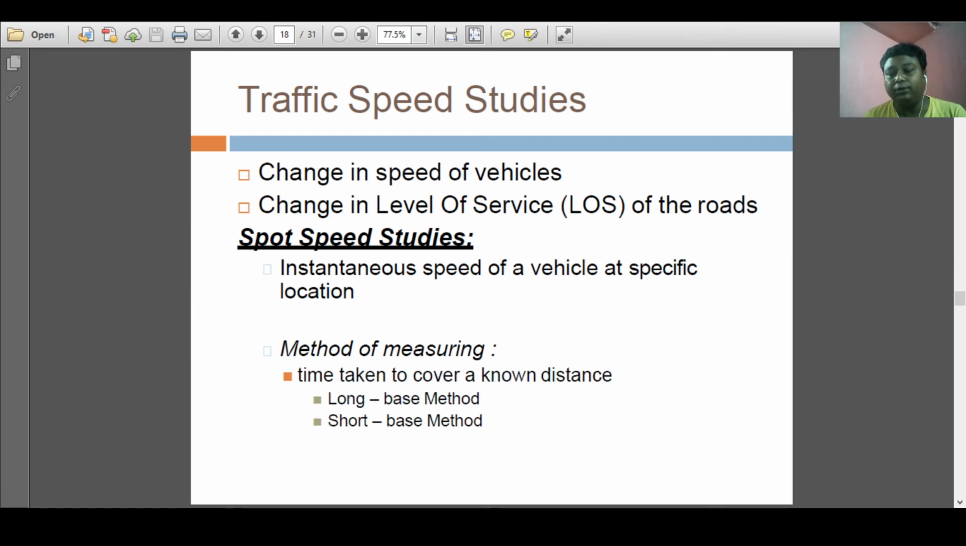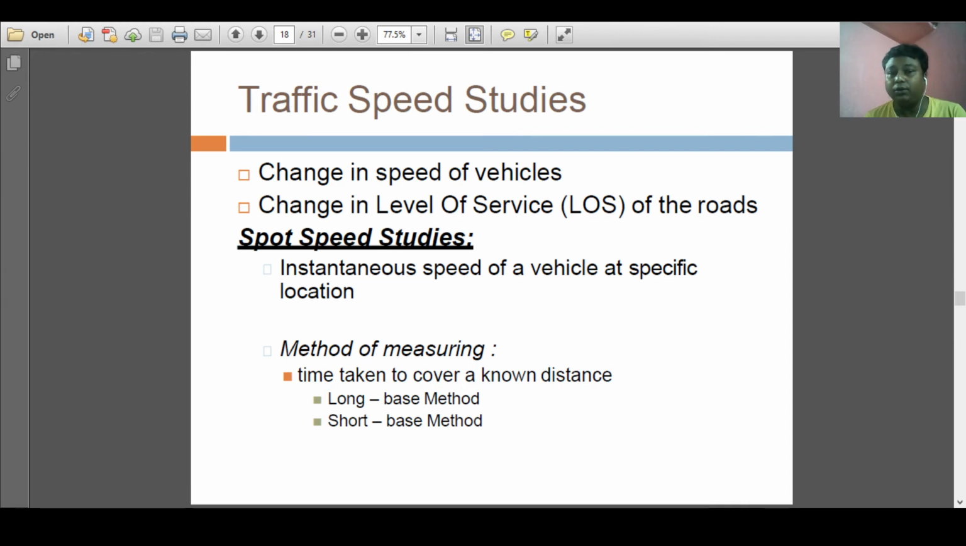Means we want to calculate a speed for a particular location at any instance of time. So that is called the spot speed. Spot speed is the instantaneous speed of the vehicle at a specific traffic location. So the location is a very specific, pinpoint location.